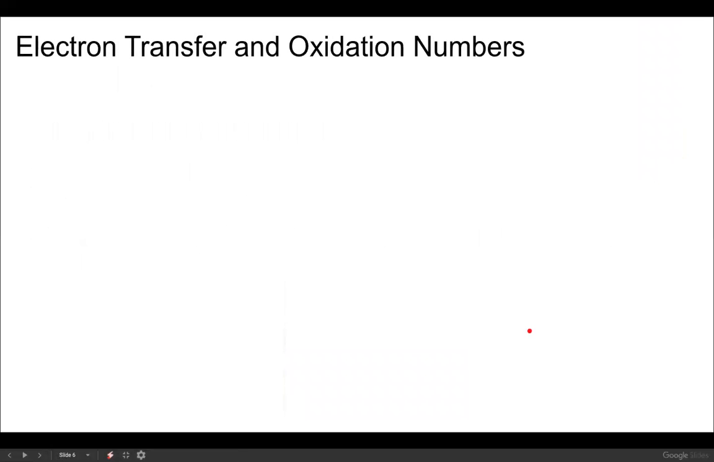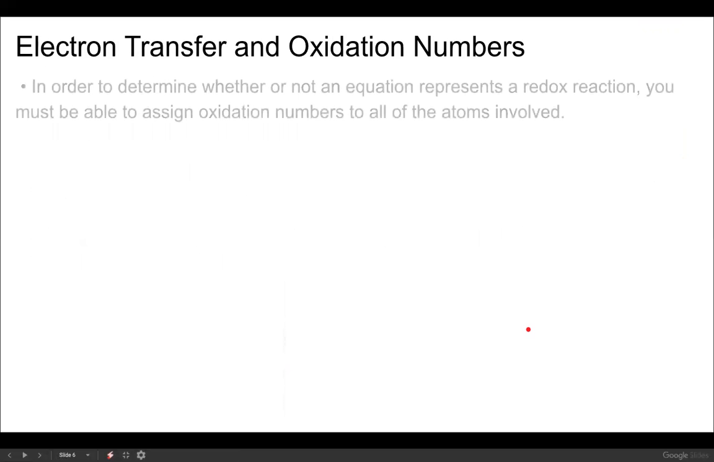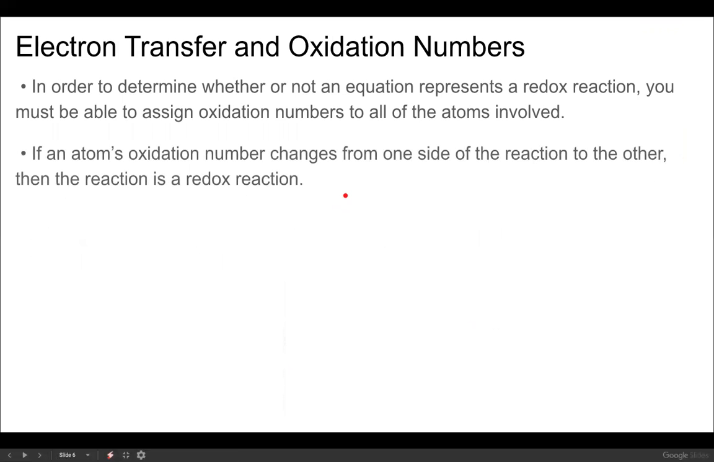So, electron transfer and oxidation numbers. This is when we get into the meat of the subject. In order to determine whether or not an equation represents a redox reaction, you must be able to assign oxidation numbers to all the atoms involved, just like what we were doing when we were creating compounds with different elemental charges to them. So if an atom's oxidation number changes from one side of the reaction to the other, then the reaction is a redox reaction.